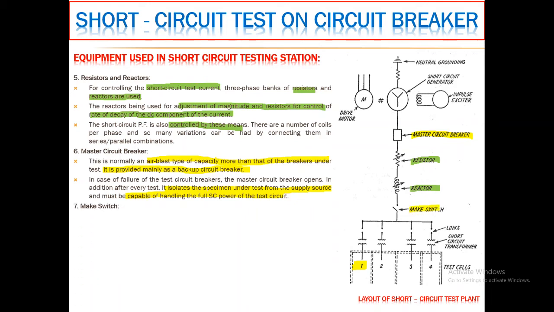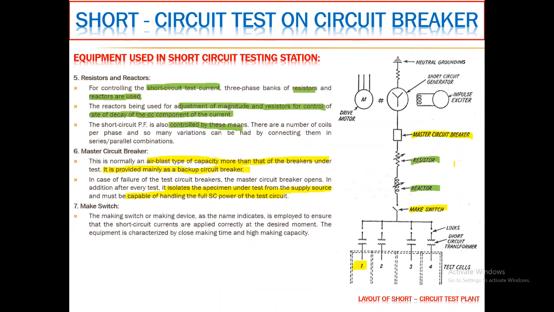Make switch, here you can see this is the make switch. It is also an air blast kind of switch, the making switch, which can also be known as a making device. It is employed to ensure that the short circuit currents are applied correctly at the desired moment. The equipment is characterized by close making time and high making capacity. The breaking capacity of this making switch is negligible, as the making device is not intended for circuit interruption.